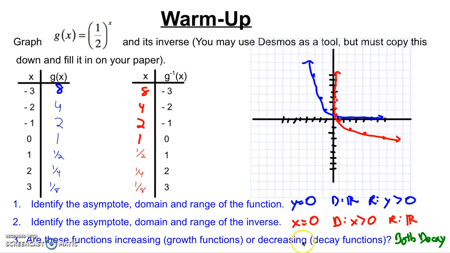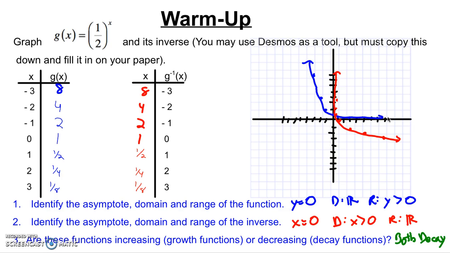But of course, since we're talking about domain now, we can't use y, we have to use x. The third question asks whether the functions are increasing, growth functions, or decreasing, also called decay functions. When you're asked about whether something is growth or decay, or increasing or decreasing, you read the graph from left to right and ask yourself what's happening. So if you're walking the graph, is it going down or is it going up? What's happening to y as x increases? So this is really an end behavior question.